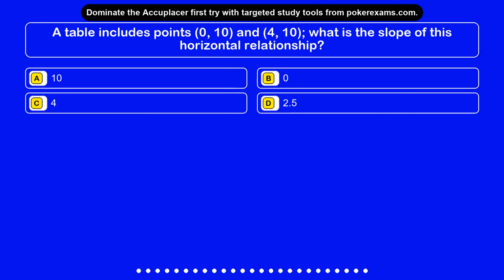Question 11. A table includes points 0, 10, and 4, 10. What is the slope of this horizontal relationship? Option A, 10. Option B, 0. Option C, 4. Option D, 2.5.